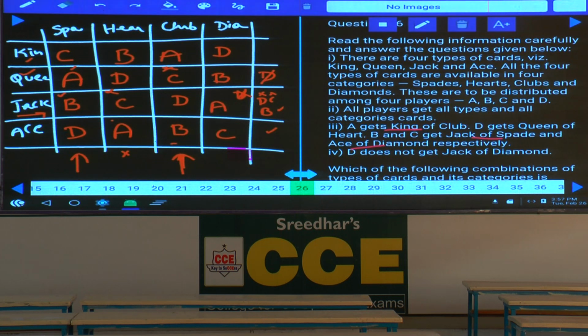This is B. It is done. It looks like drawing rangoli patterns. Isn't it? Clear? Now this is what we call a Sudoku puzzle.